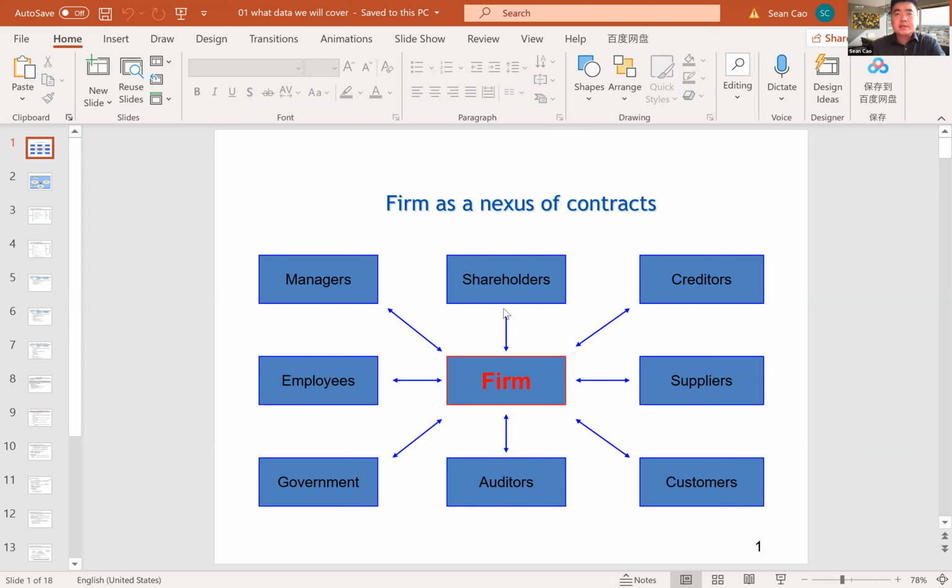So shareholders care about the value of the firm. So what do managers care about? Managers care about the firm, about some corporate decisions. They care about whether the firm should invest in some industry. They care about the cash flow management of the firm. They care about employment and hiring decisions. So the reason I want you to be aware is that we analyze the data for different stakeholders.